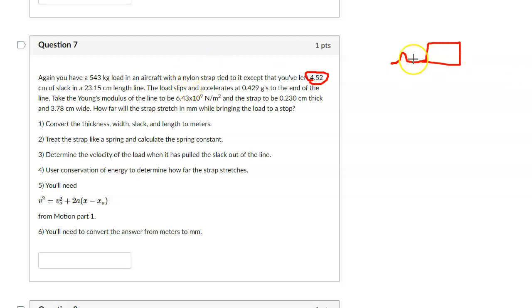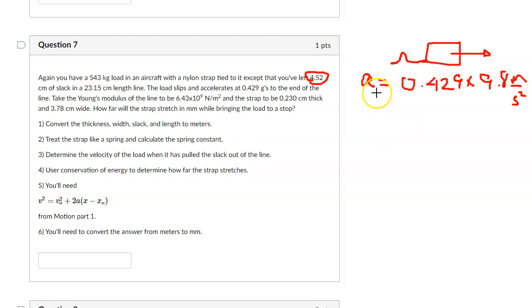And so as you take off, relative to the aircraft, what's the mass doing? It's going that way, and it's going that way with the same acceleration the aircraft's going the other way. So you've got an acceleration here of 0.429 Gs, which is pretty significant. 0.429 times 9.8 meters per second squared to get to what your acceleration is.